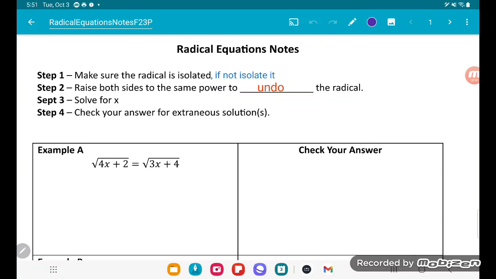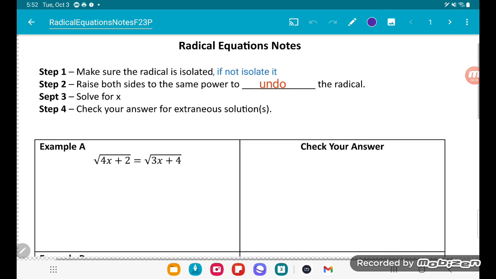In this video, we're going to solve radical equations. In step 1, make sure the radical is isolated. If not isolated, you need the radical on the side by itself. Step 2, raise both sides to the same power to undo the radical. Step 3, we're going to solve for x. Step 4, check your answer for extraneous solutions.